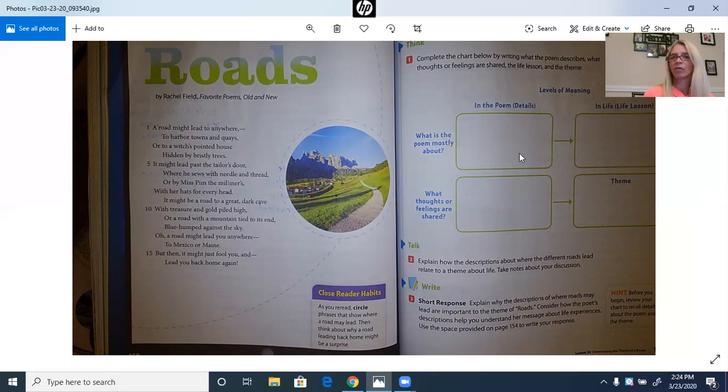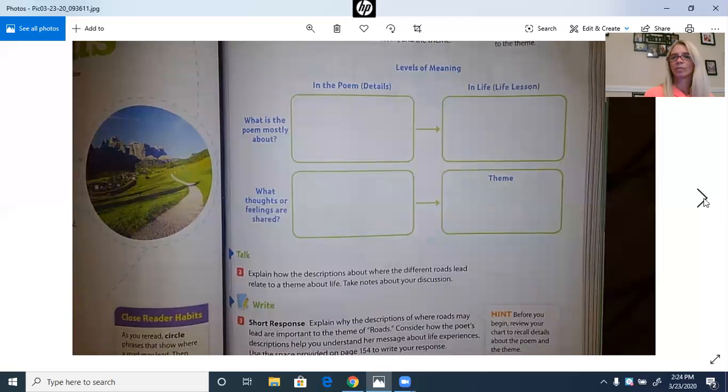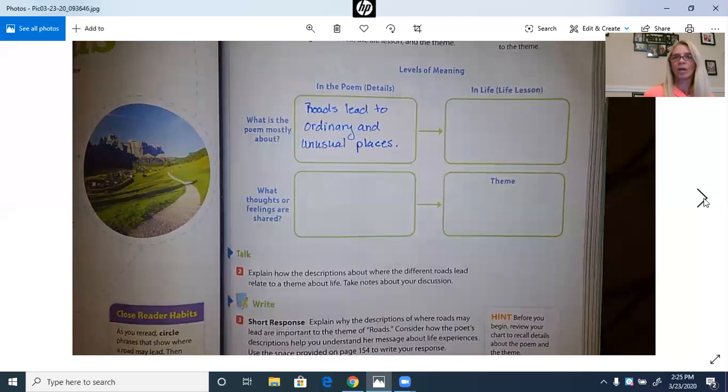This time they didn't give you this one, but in the poem, what is this poem mostly about? What are they trying to tell you in the poem? They're trying to tell you that roads lead to ordinary and unusual places. So sometimes the places you go can be ordinary, places you've been before, or they can be unusual.